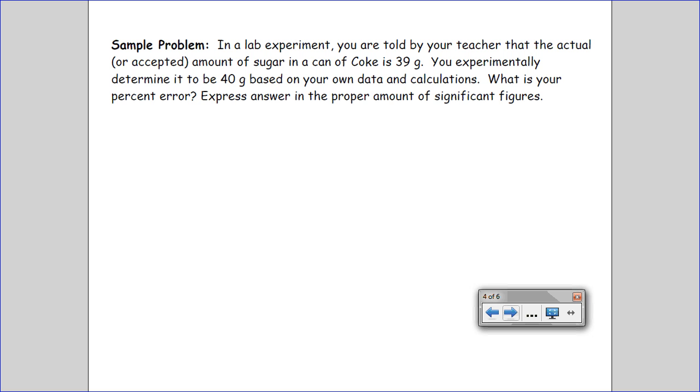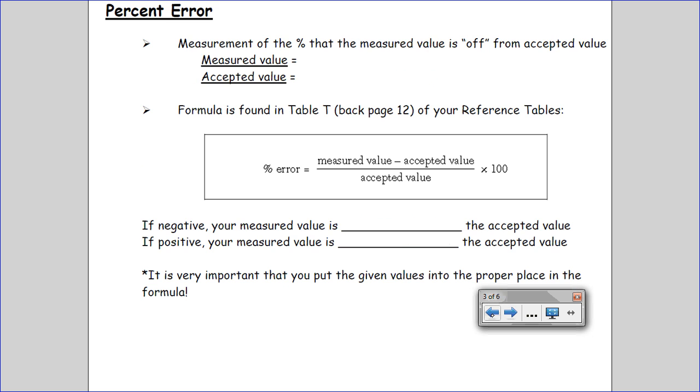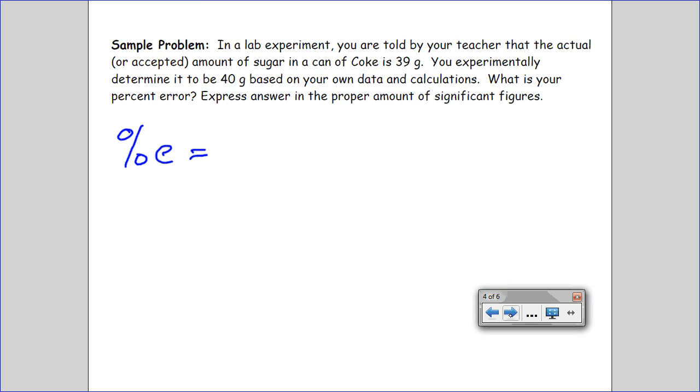So you always have to read these questions very carefully because I almost made a mistake myself when I did this a moment ago. So in a lab experiment, you're told by your teacher that the actual accepted amount of sugar in a can of Coke is 39 grams, and you experimentally determined it to be 40 based on your own data and calculations. What's your percent error? How far away were you from the accepted value? I'm going to use abbreviations here. So percent error equals, let me just double check. I want to make sure I plug it in right. Measured minus accepted over accepted. So I'm going to do M for measured minus accepted over accepted. I do remember you multiply by 100 to turn it into a percent.